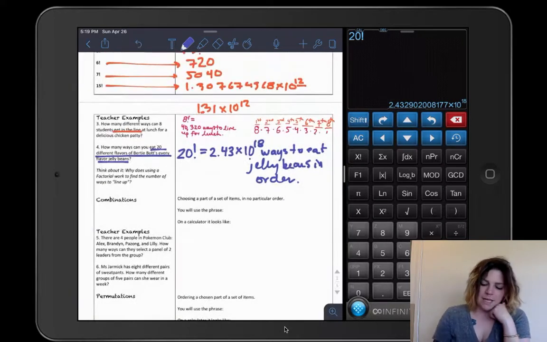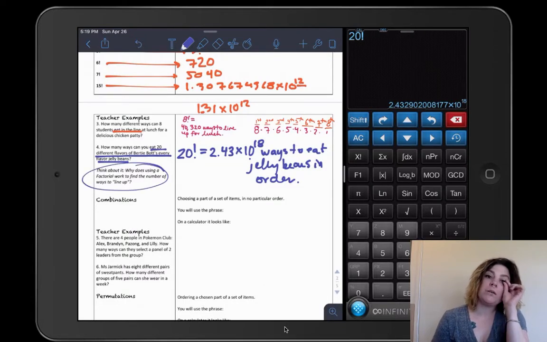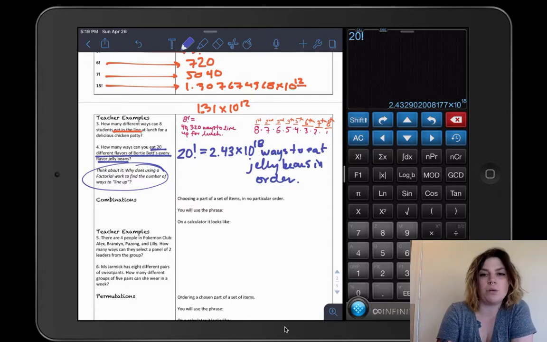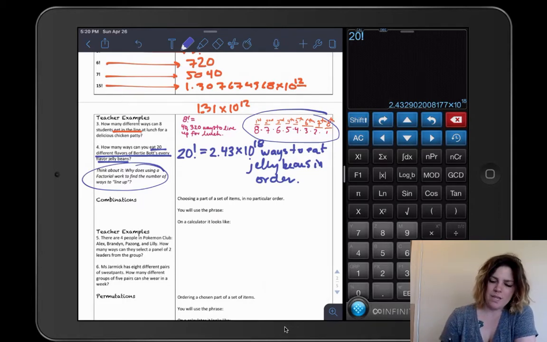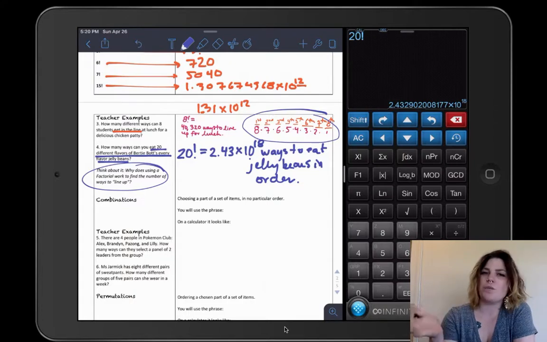Okay, and so the think about it question is just a chance for you to organize your thinking and reword what we talked about up here, where factorial works to line things up because you have 8 options for first place, 7 for second, and so on. So that's why you multiply in order. And the factorial button, all it does is it just does it for you. So you don't have to do 20 times 19 times 18. It just does it for you.